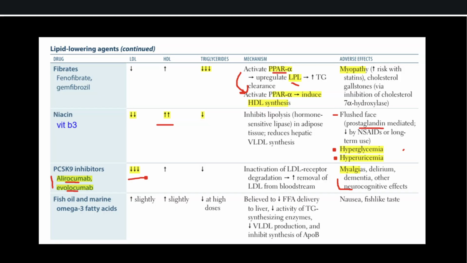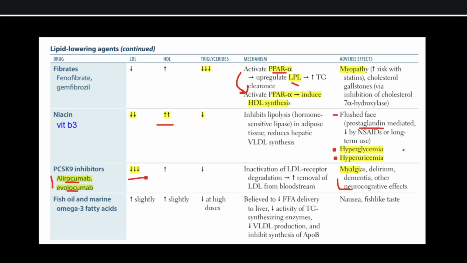Now, a couple more, niacin, right? Niacin helps in a lot of HDL formation. The problem is what you can lead to is if you give them too early, you will end up making a lot of prostaglandins, right? They have flushed faces, right? And also you may see hyperglycemia happening and hyperuricemia happening. So not for diabetics and definitely not for gout people, right? So those contraindications are very, very important when it comes to niacin, right?